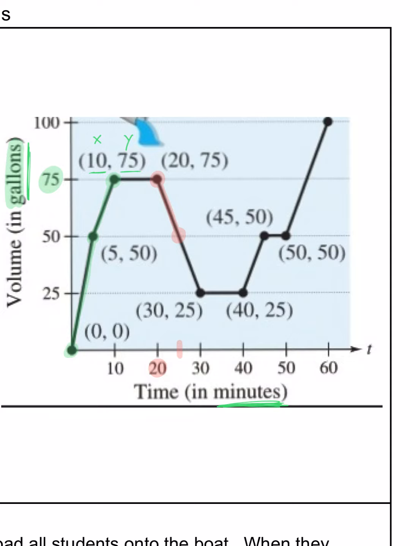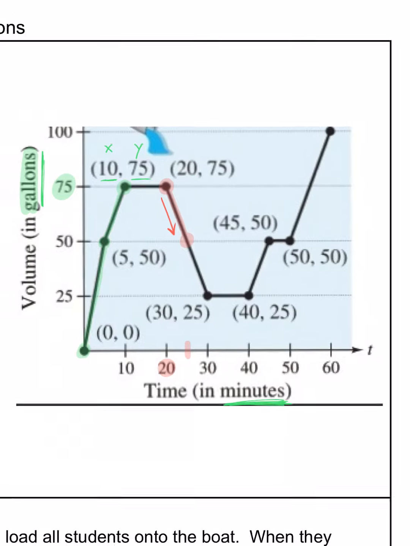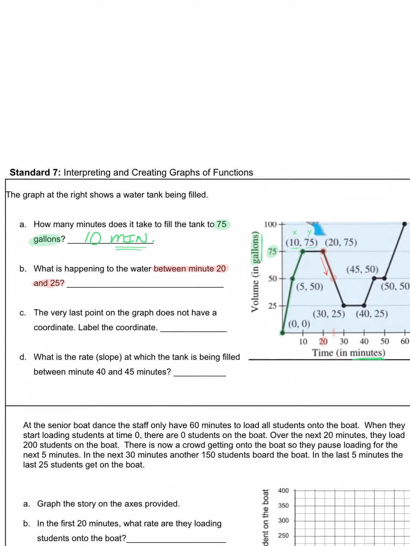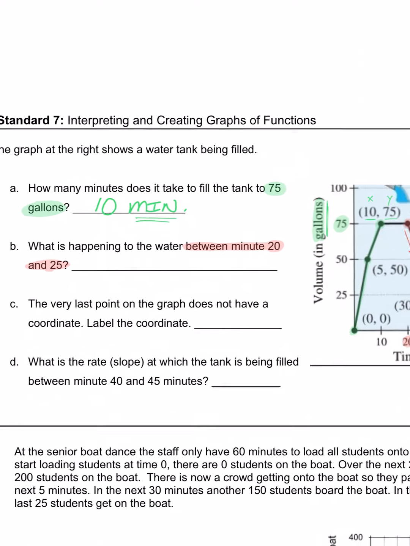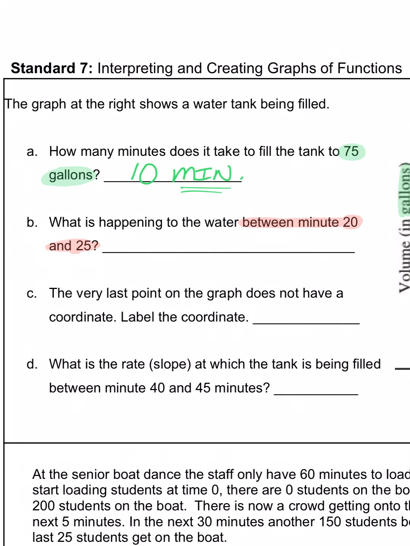Clearly we start at minute 20 and the graph is higher up. As we increase in time, it looks like the value of the gallons is going down. So what we could say, if we were to describe what's happening, is the tank is losing water. It's not increasing in gallons, it's decreasing.